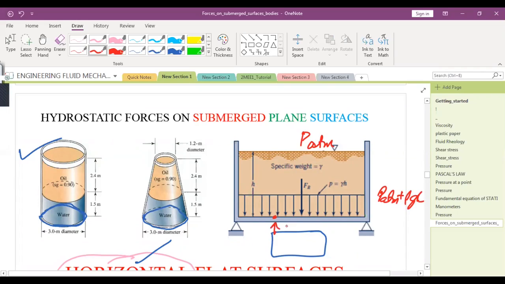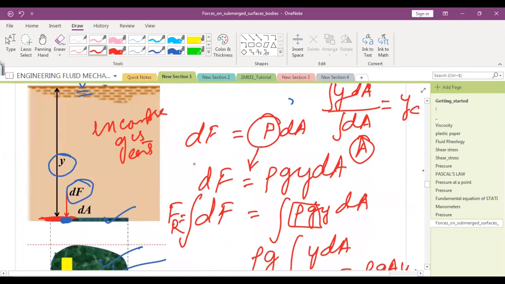And will there be some pressure from this side? If this wall is exposed to the atmosphere, yes sir. Okay, so P atmosphere is acting here as well. That's why we haven't taken P atmosphere in this calculation. Is that clear? This is getting cancelled out.